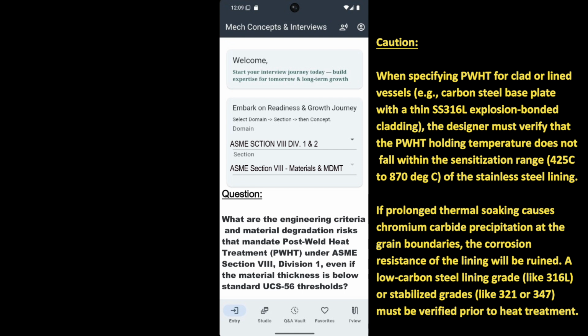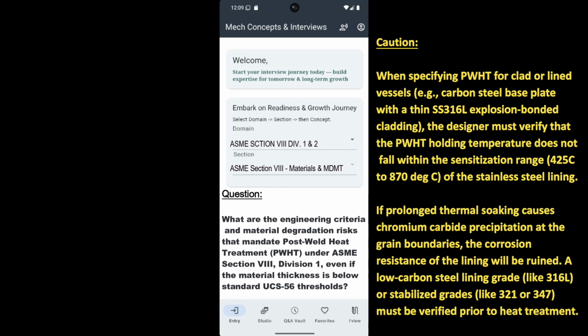Okay, I'm picturing it. But if the vessel undergoes prolonged thermal soaking inside that 425 to 870 degree range, the extreme heat causes the chromium to chemically abandon its post. It migrates to the grain boundaries and aggressively bonds with carbon, precipitating out as chromium carbides. So the shield is stripped away.